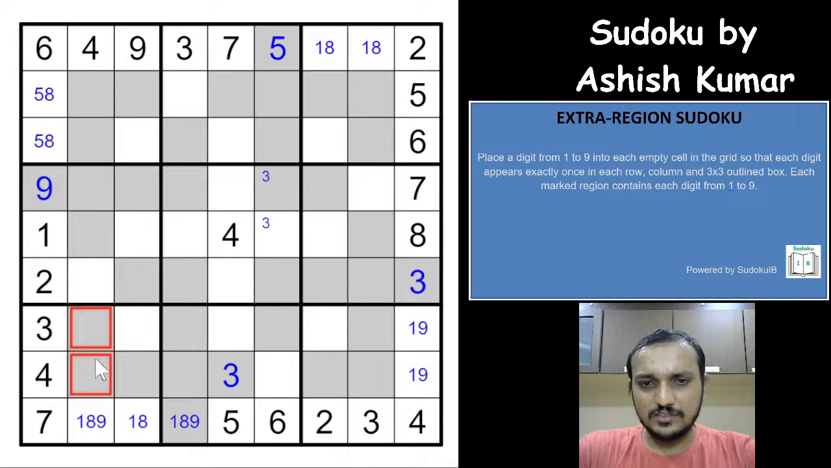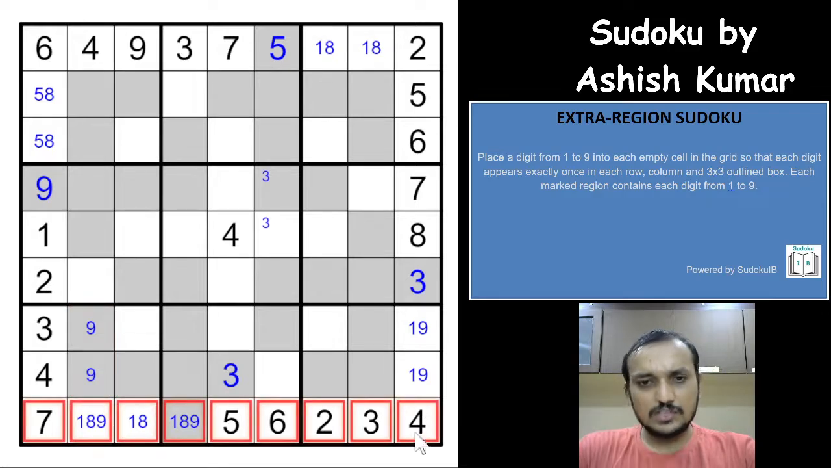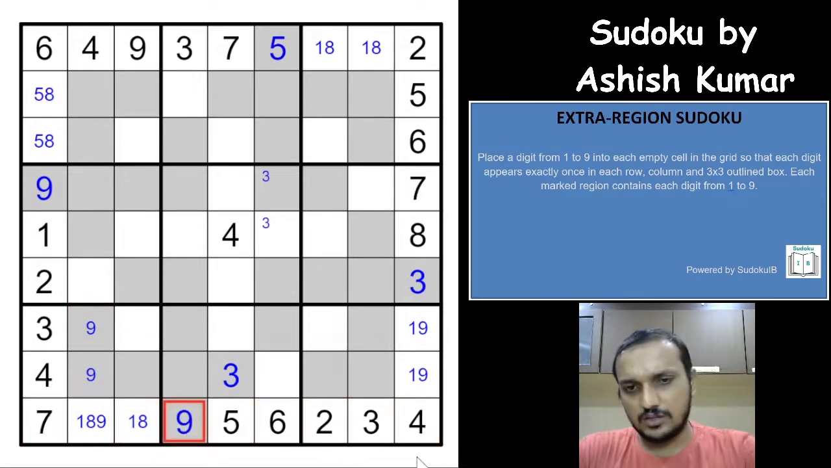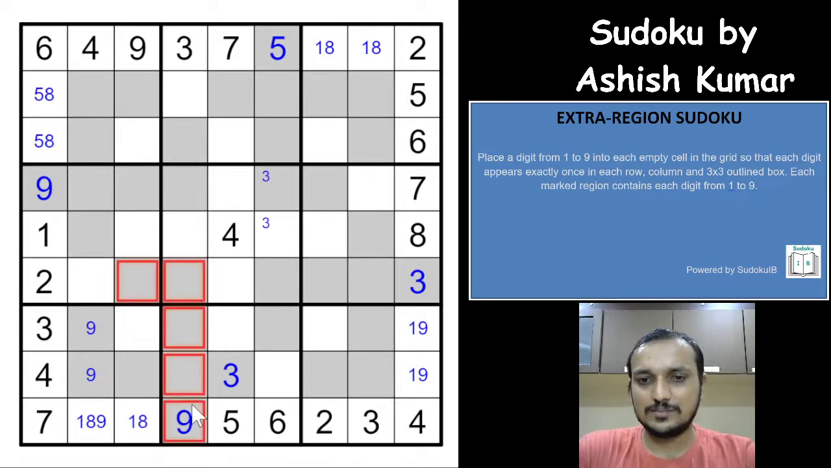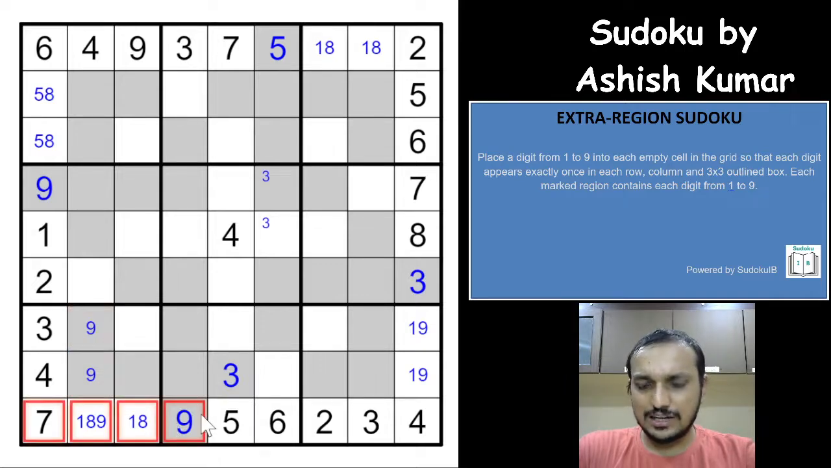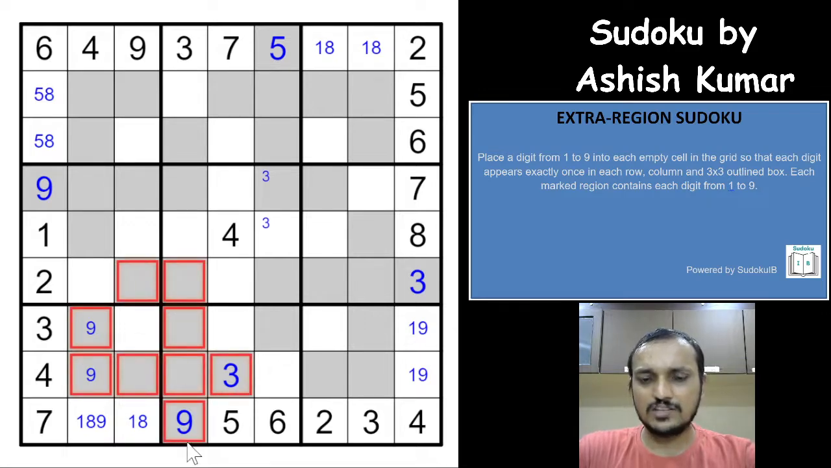What happens if 9 is in one of these 2 cells? What happens if I write a 9 in one of these 2 cells? The moment I do that, this row has only one place for the 9 to go, and it would be this cell, and that will make this region have 2 9s. Already you have a 9 in one of these 2 cells, and because of the classic Sudoku rules, a 9 would have to be in this cell, which means this region will have 2 9s and you will miss 1 digit. There will be 1 digit that will not be appearing in this region, right?